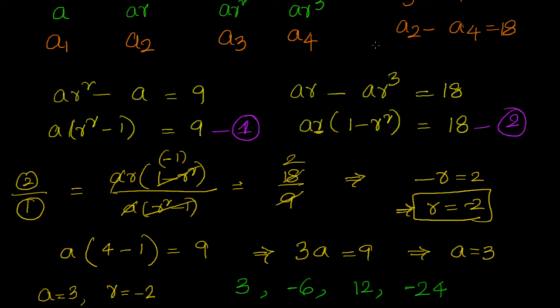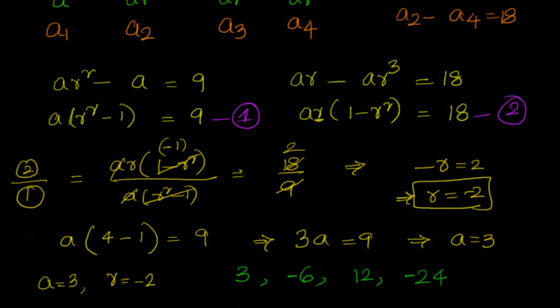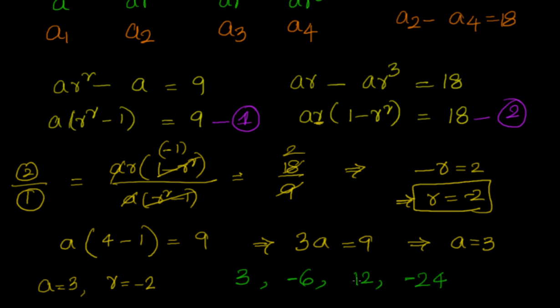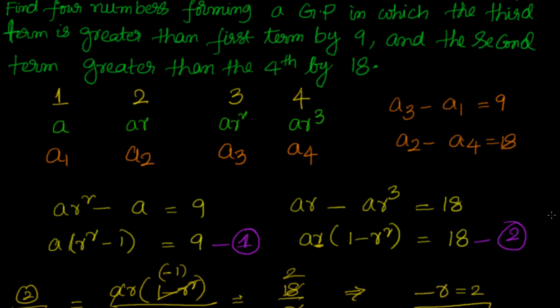Let us check. We know A3 minus A1 is 9. Let us check that. A3 minus A1 is 9, correct. And also we know A2 minus A4 is 18: minus 6 minus of minus 24 is also equal to 18. So our solution is correct. These are the four numbers which we need.